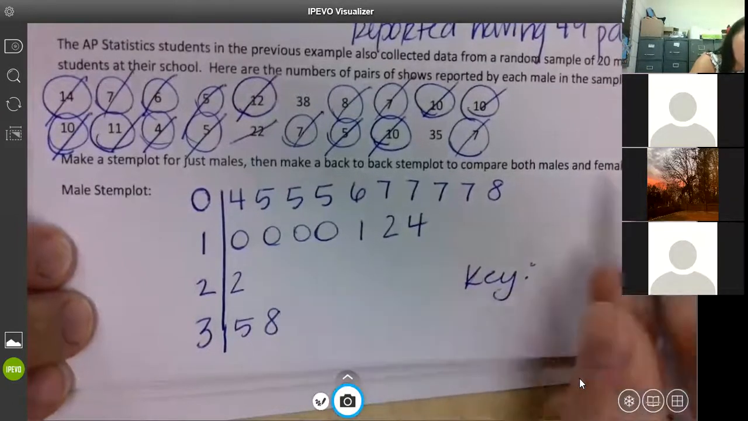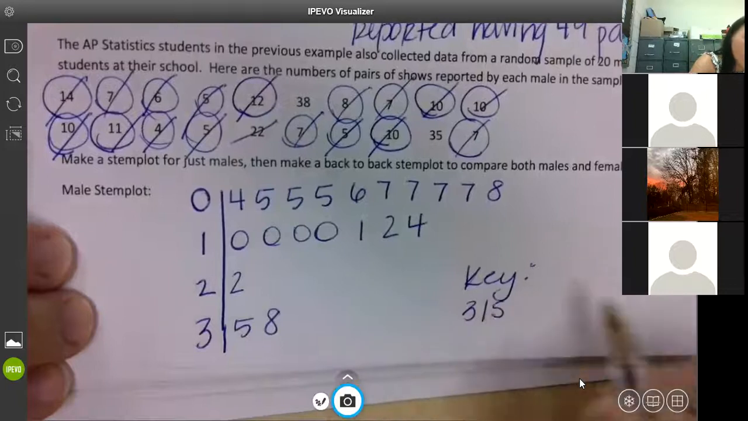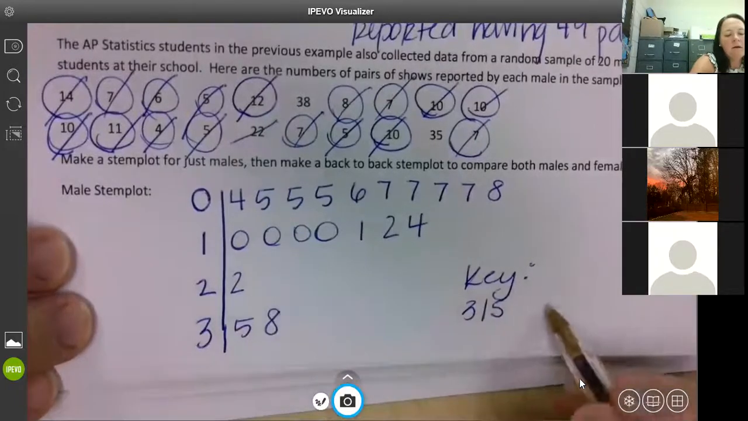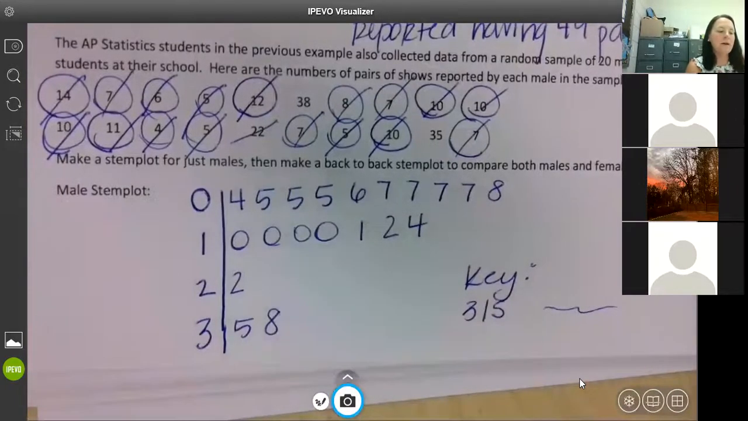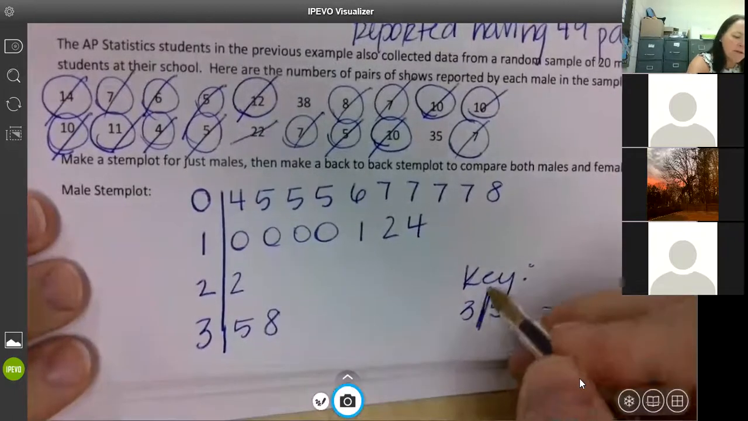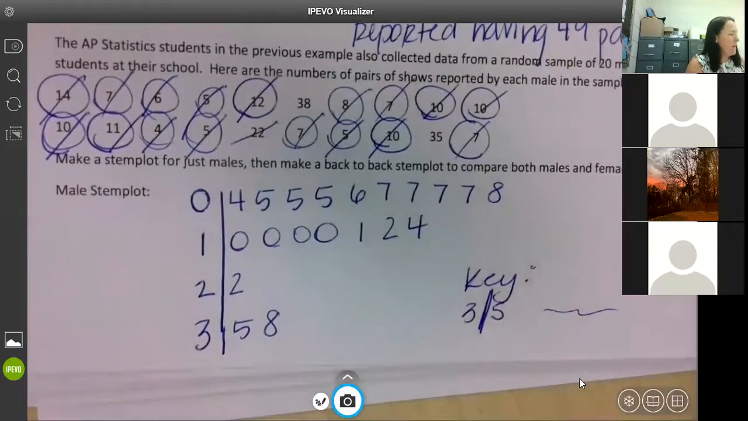We need to make a key, and you guys know what it is, okay? 3 5 represents a male student who reported having 35 pairs of shoes. I'm not going to write that on there, but just know that you have to have a key. Okay. Any questions on making stem plots? Does everybody have this one? We're good?